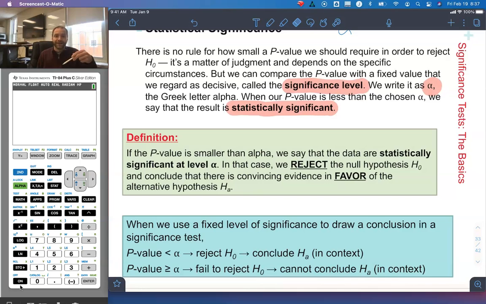Same idea as the last slide, you can see on the bottom here. If your p-value is less than your significance level, alpha, you reject the null, you conclude the alternative, because you're out in those tails. If the p-value is greater than or equal to your alpha, you fail to reject the null. Don't accept the null hypothesis, fail to reject it. Never admit you're wrong. And you do not have enough evidence to conclude the alternative.